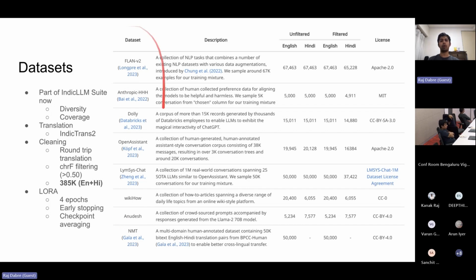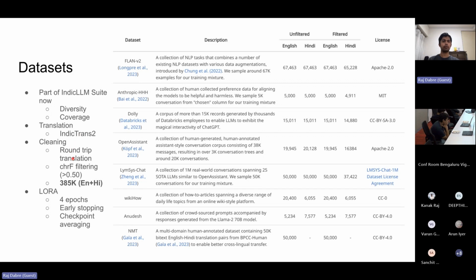So we put all of this data together and then we mass translated it using our IndicTrans2 models. But we want to know if the translations have high fidelity or not. Sometimes it might happen that you put a sentence in English and it might hallucinate something in Hindi, which might not be related to the original sentence.